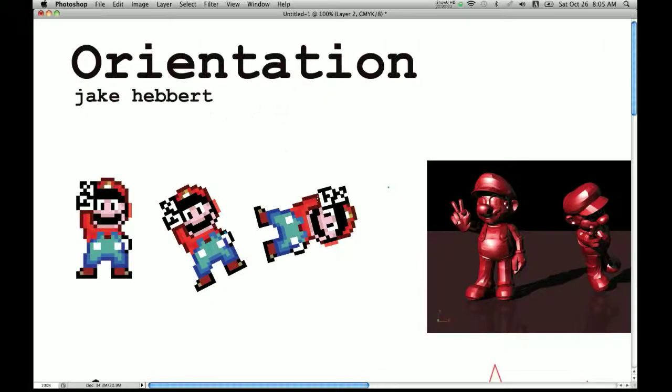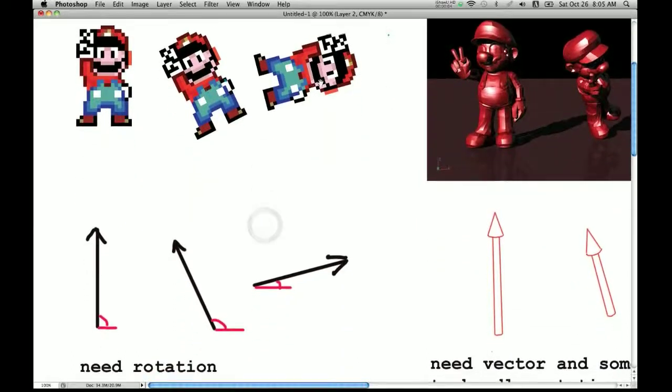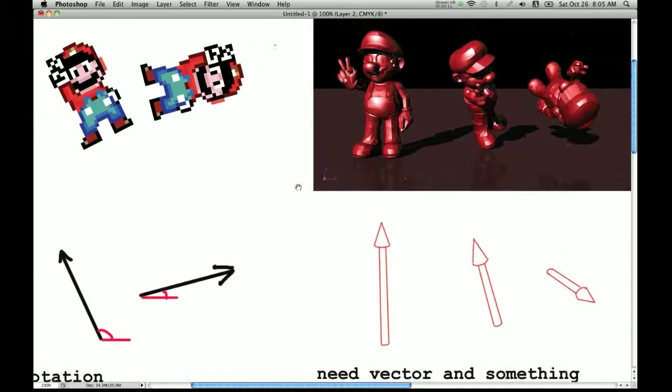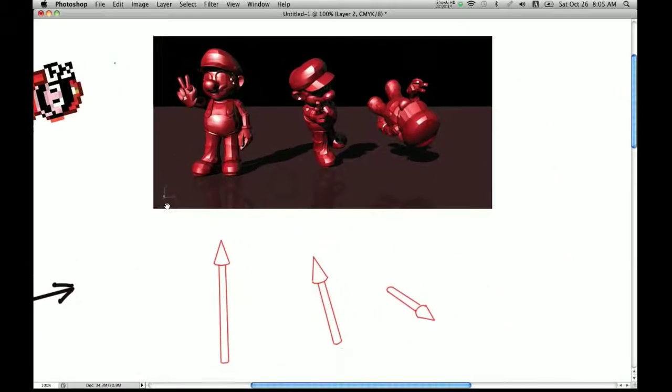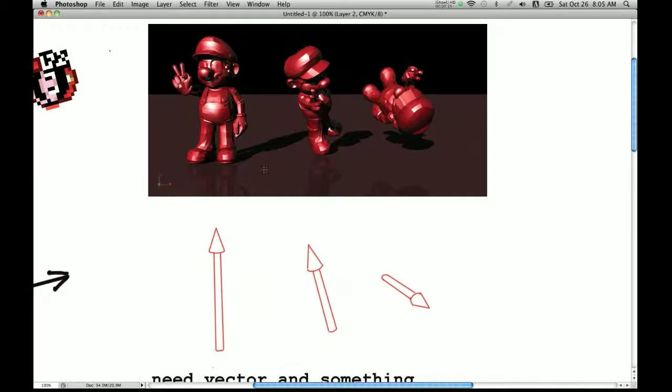Okay, so let's tackle orientation. If we were looking at only 2 dimensions, we would need to only think in terms of rotation. But because we are looking at 3 dimensions, we need a little bit more information than that. And the way that I want to think about it is in terms of a vector from toe to the head of whatever your object is.